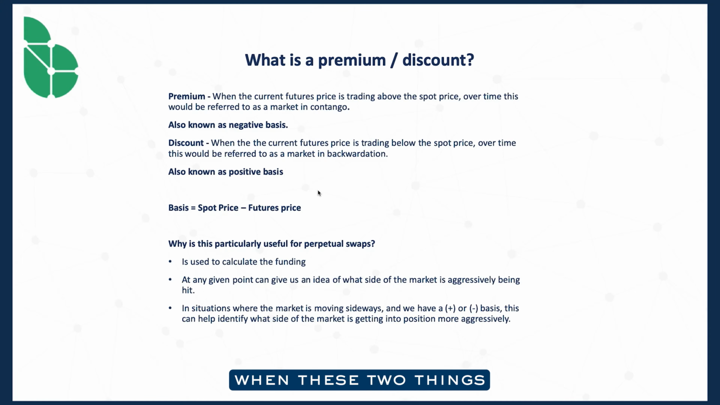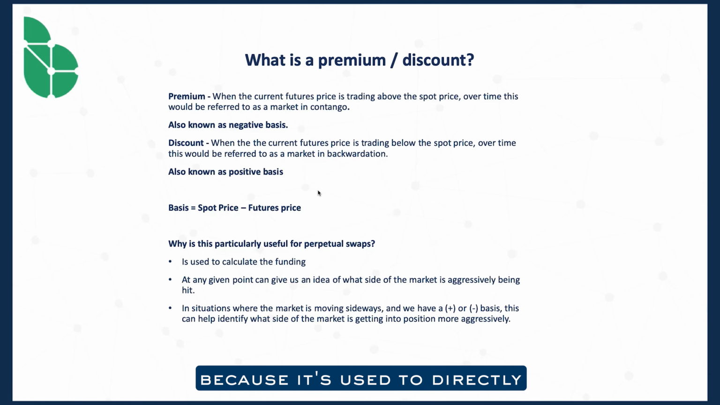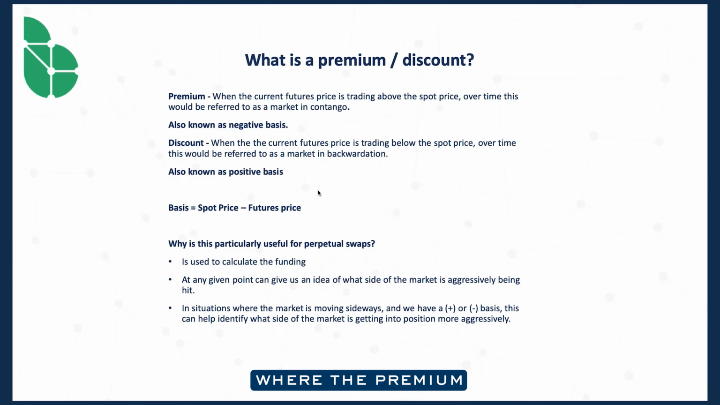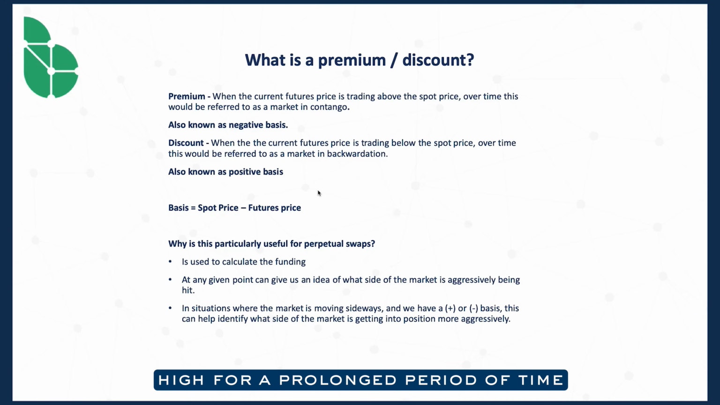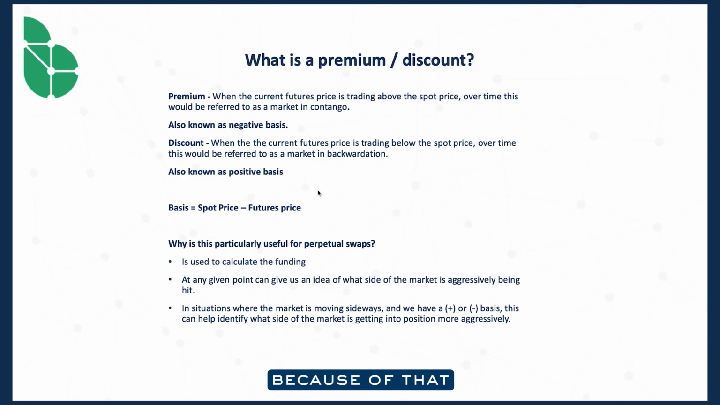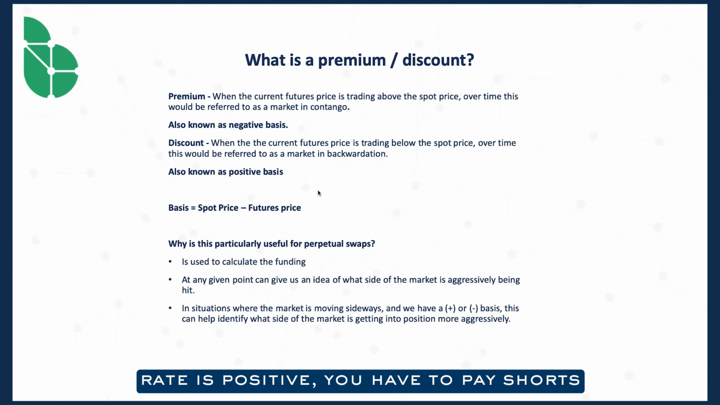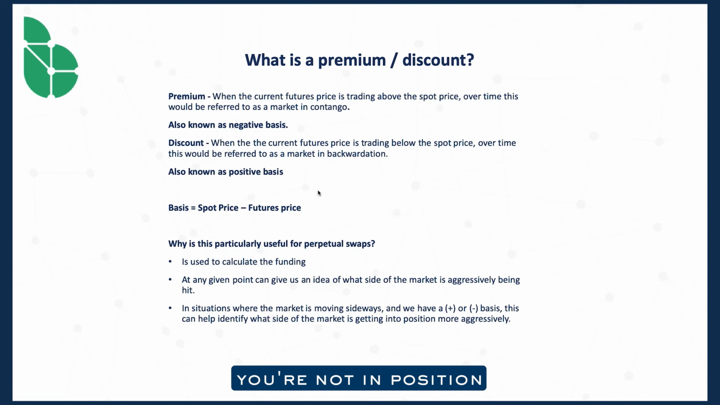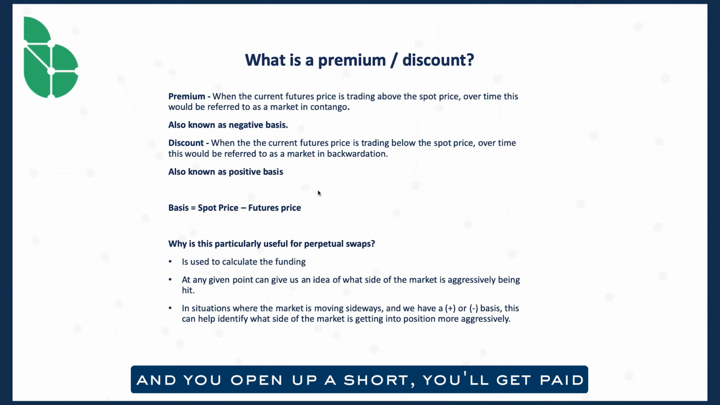There are many times when these two things can swing far from each other. So why is this useful? Well, one, it's used to directly calculate the funding. When the premium has been high for a prolonged period of time and longs are aggressively opening up, and the popular trade has been long, we'll likely have a positive funding rate. If you're long currently and the funding rate is positive, you have to pay shorts. If you're not in a position and you open up a short, you'll get paid.